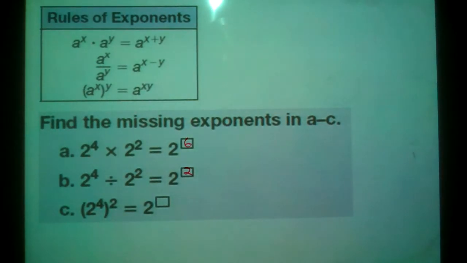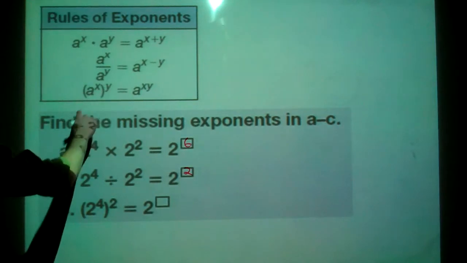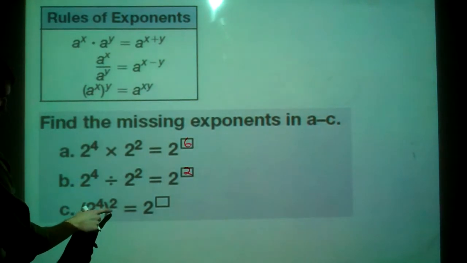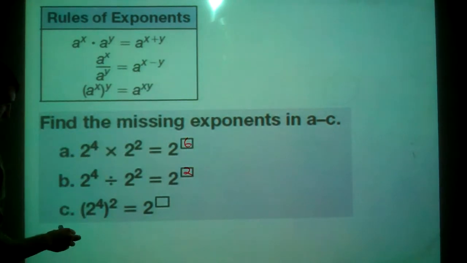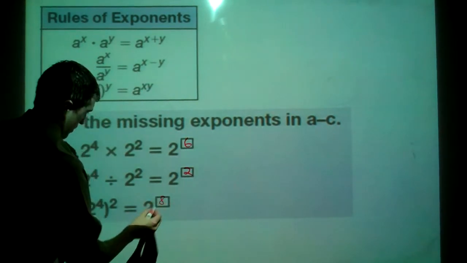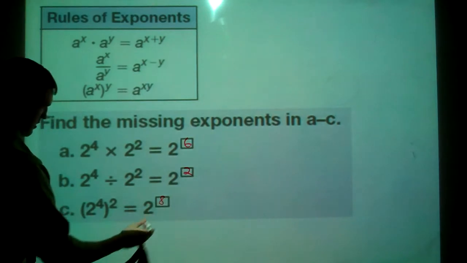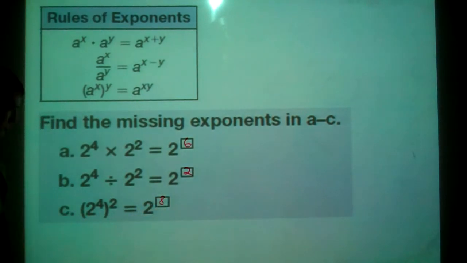So 2 to the 6th, 2 to the 2nd, and C, that's this situation, 2 to the 4th power, 2 to the 2nd power, we can multiply our two exponents. So 4 times 2 is 8. That's how we would fill in our blanks there.